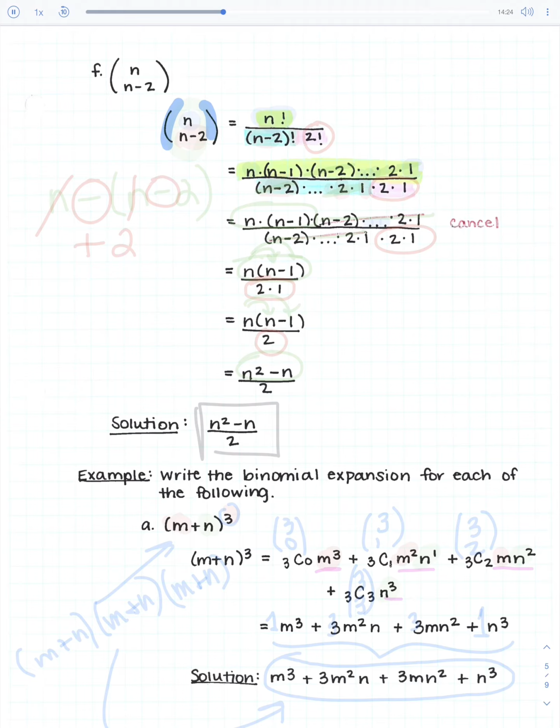It says start with whatever's on the top, the n, and do its factorial first. That means n times what's before it, n minus 1. Then what's before it is n minus 2, and it will work its way all the way down to 1. And then on the bottom, the first thing we do is the factorial of what's on the bottom, which starts out at n minus 2 and works all the way down to 2 and down to 1. Then the last part is to do the factorial of the 2 subtracted.